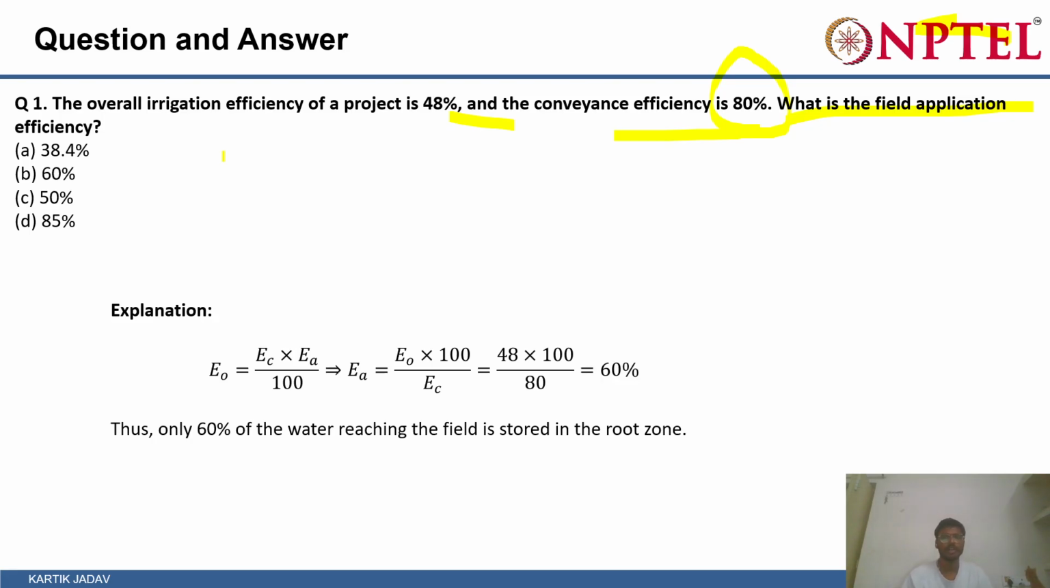Here we need to identify field application efficiency. Given is overall irrigation efficiency, 48%, and conveyance efficiency is 80%, and we need to identify EA. So EA is equal to overall efficiency multiplied by 100 divided by conveyance efficiency. So we will get 60%. Correct answer is option B.